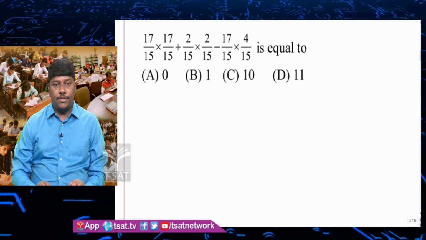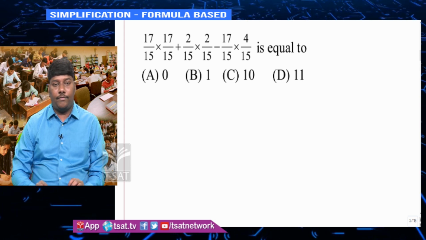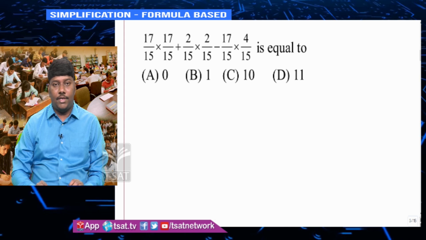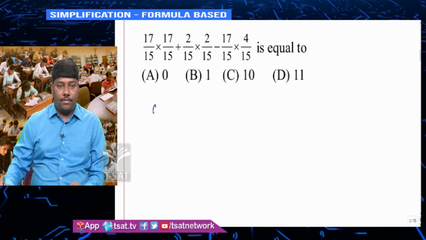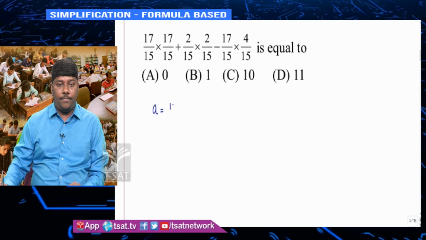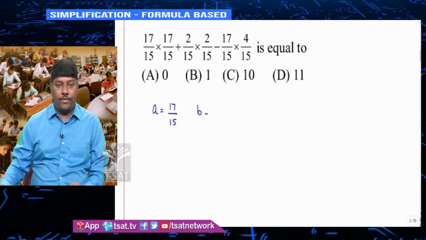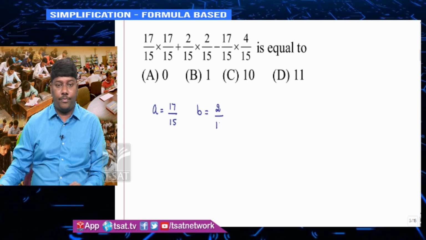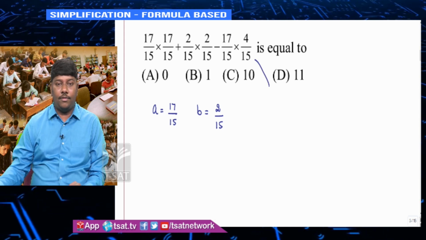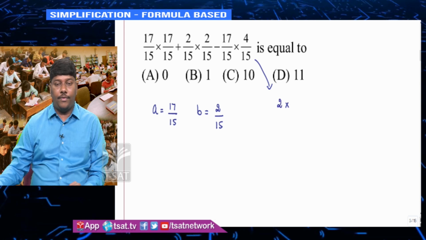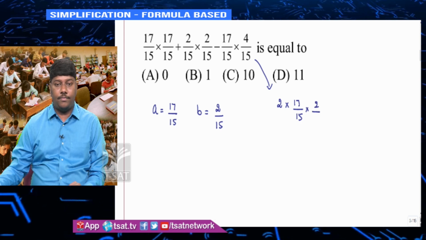Now look at this sum. This is directly based on (a plus b) or (a minus b) whole square. Now see here, 17 by 15 into 17 by 15. So it is actually (17 by 15) whole square. Let your a be 17 by 15. Now look at 2 by 15, that's your b. Now 17 by 15 is your a. 4 by 15, how can I write this 4 by 15? This you can write as 2 into 2 by 15. So I am writing it as 2 into 17 by 15 into 2 by 15.